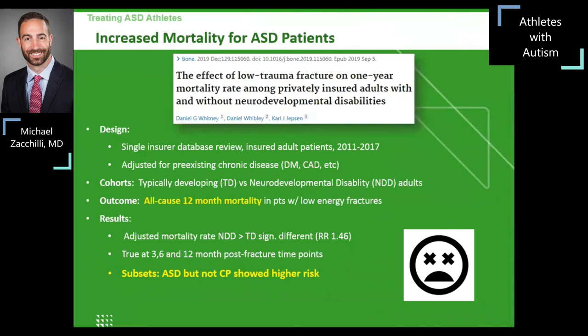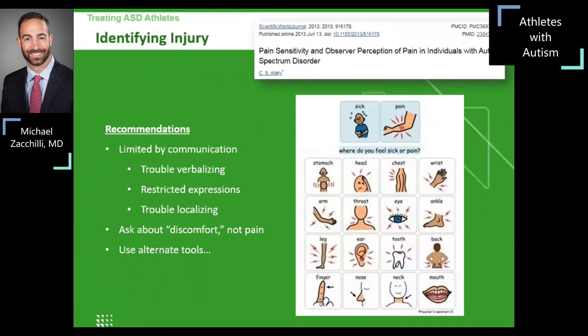That's really important to note, because unfortunately, mortality following simple injuries in these patients is significantly increased. It's about 50% higher for this group of patients than in typically developing patients. So what's our recommendation? Well, we need to understand this limitation of communication and fix this. They have trouble verbalizing. So what do we do? We have to ask in a new way. So this chart on the right is just one example of a way we can ask autistic patients about their discomfort. Also, they have trouble sometimes experiencing pain, but discomfort is more easily recognized by these patients.